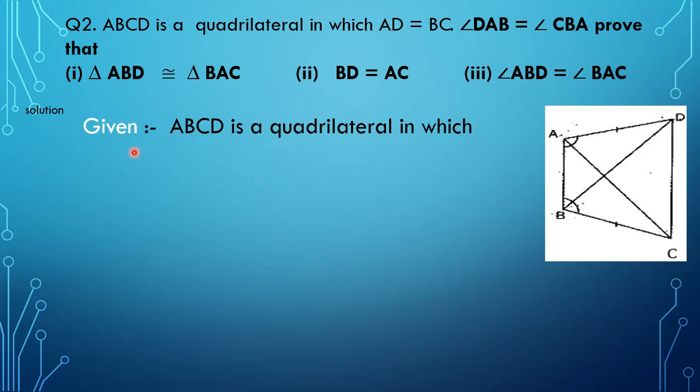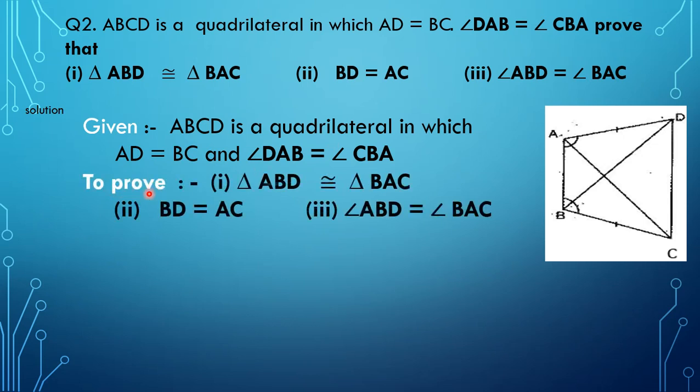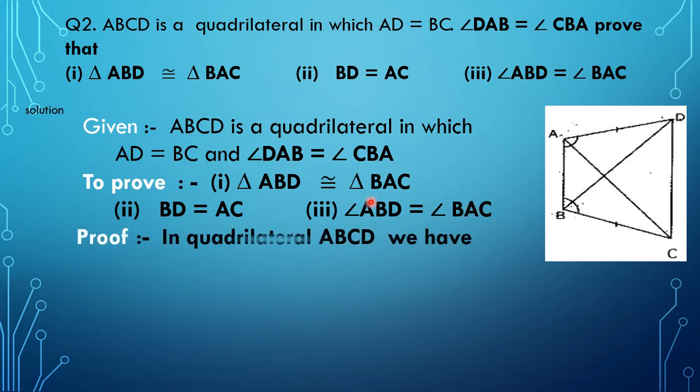First we have to write given, and then prove that. The first step of this solution is: given a quadrilateral ABCD in which AD is equal to BC and angle DAB is equal to angle CBA. Now we have to prove: first, triangle ABD is congruent to triangle BAC; second, BD is equal to AC; and third, angle ABD is equal to angle BAC. Now we start the proof.